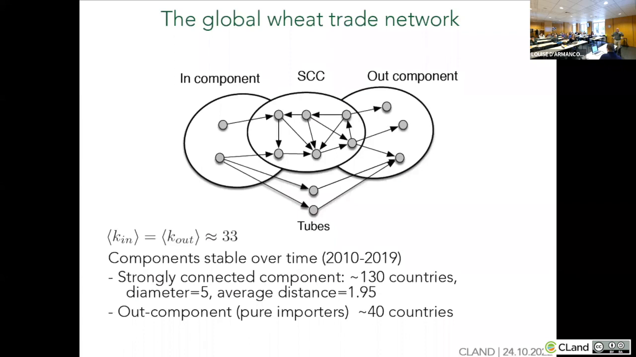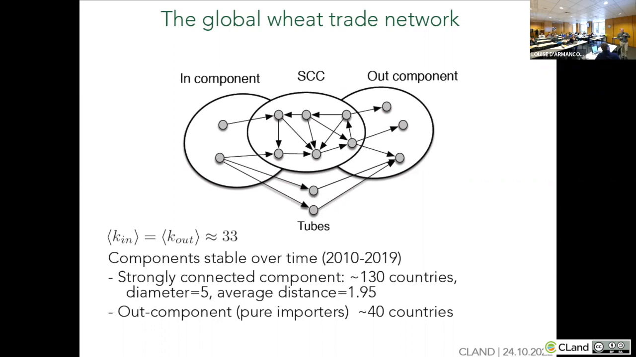And for example, the web is a famous example of a directed network. But, long story short, you have in-components, so these would be countries that are pure exporters. They export only, they never import. And the opposite is the out-component. And in between, you have, in general, so this is really the general picture valid for any directed network, the strongly connected components, which are countries which are connected by a path.